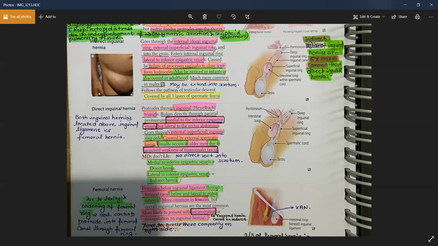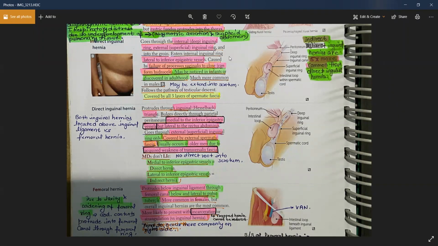So direct ones are basically from the Hesselbach triangle. So what is the Hesselbach triangle? Does anyone remember? The medial wall is formed by the rectus abdominis, not the lateral wall. The lateral wall is formed by the inferior epigastric vessels, and the base is formed by the inguinal ligament.